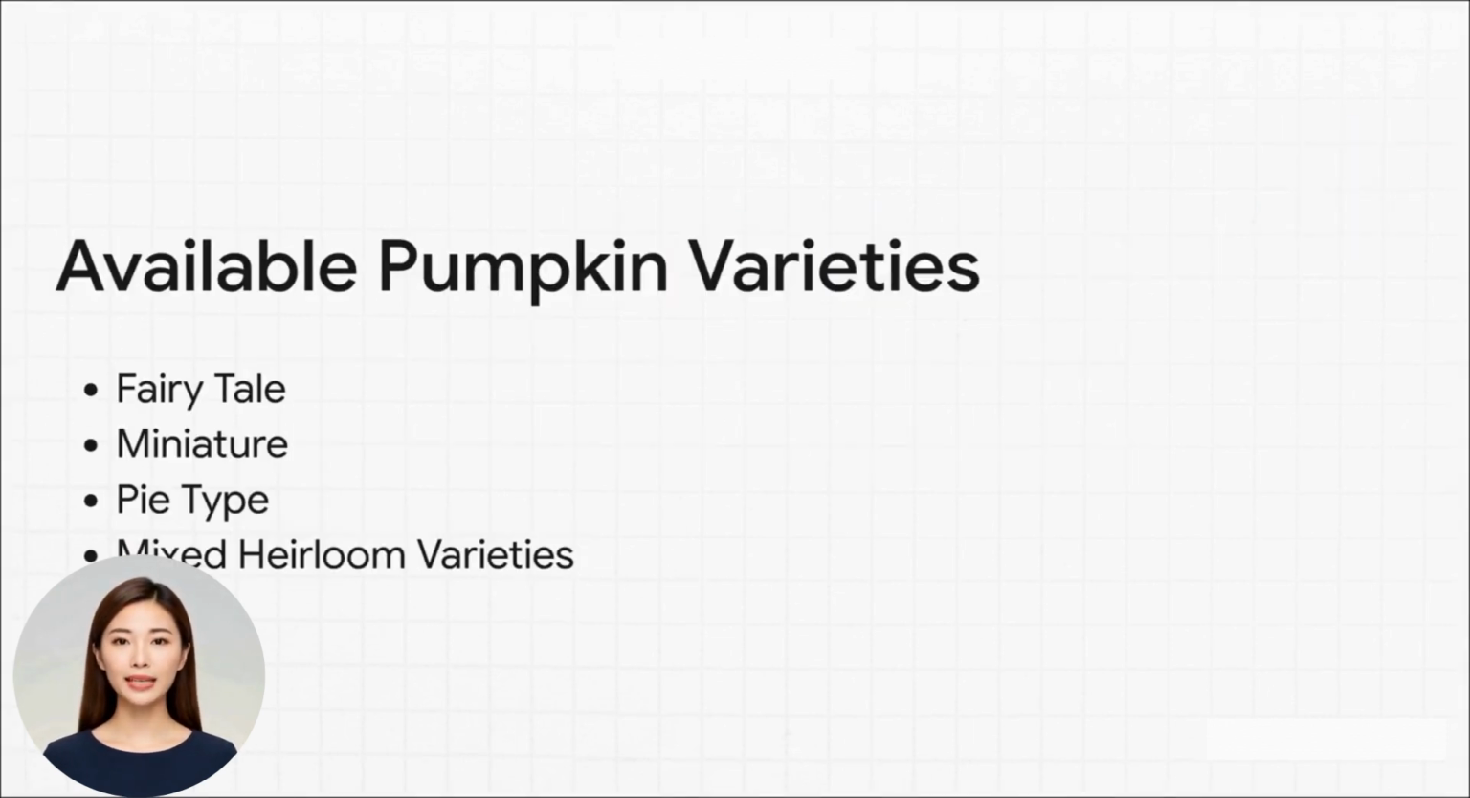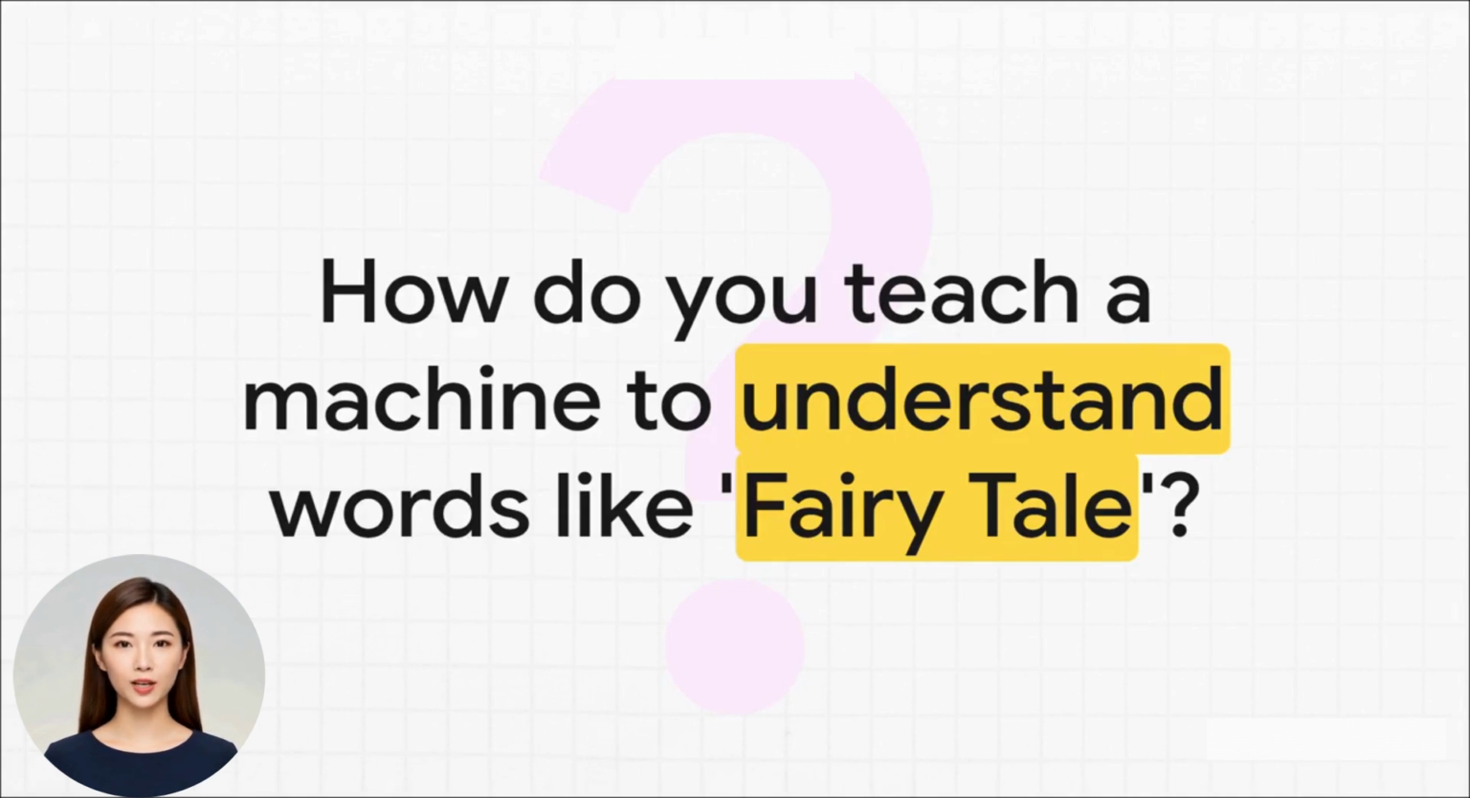Now here's where things get really interesting. We have some great new data we can use, the pumpkin variety. I mean, this just makes sense, right? A tiny miniature pumpkin is obviously not going to cost the same as a giant fairy tale pumpkin. But here's the catch. This data is text. It's words, not numbers. And that brings us to the real puzzle here.